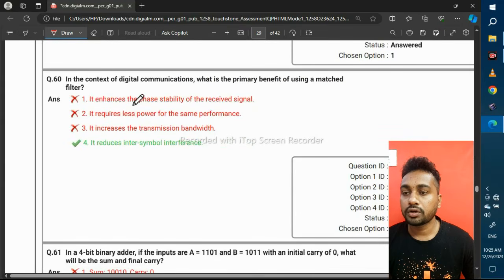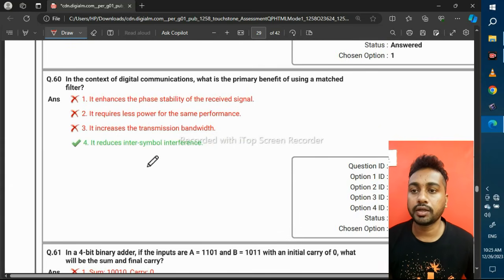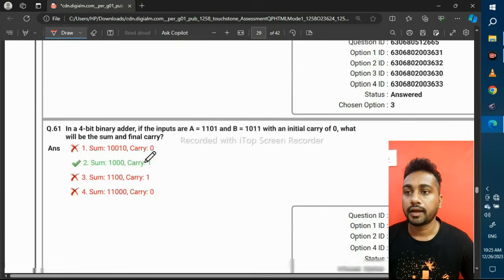In the context of digital communication, what is the primary benefit of using a matched filter? It reduces inter-symbol interference. This is right. Okay, adder.